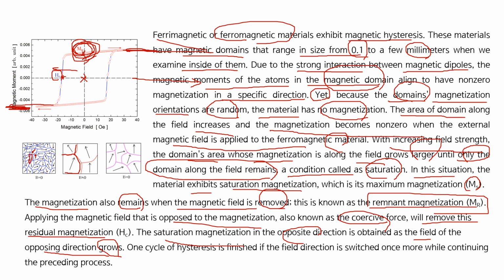So one cycle of hysteresis is finished if the field direction is switched once more while continuing the preceding process. So we change the direction of the field and we follow the same steps as before, then we can have this kind of hysteresis behavior. Okay.